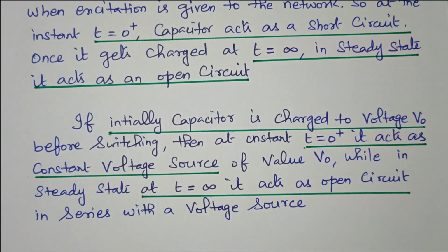So in this video we discussed the initial condition of a capacitor. When it is connected across a DC source, it acts as an open circuit, because dVC by dt is 0, so the current flowing is 0. When uncharged, it acts as a short circuit initially and, after fully charged, as an open circuit. If initially charged, it acts as a constant voltage source, and thereafter as an open circuit in series with the voltage source.